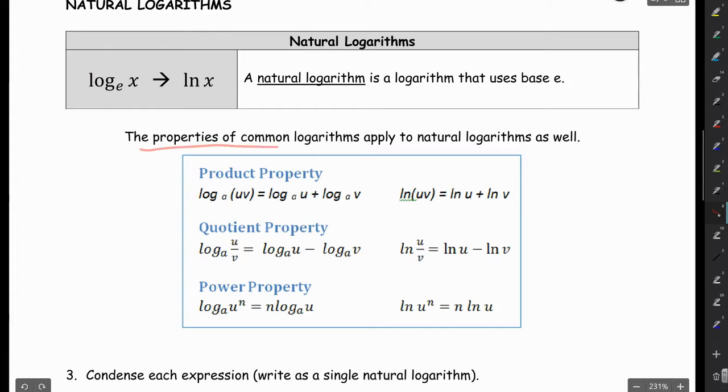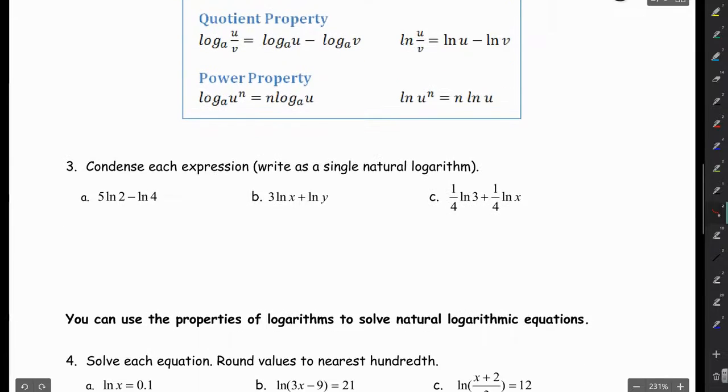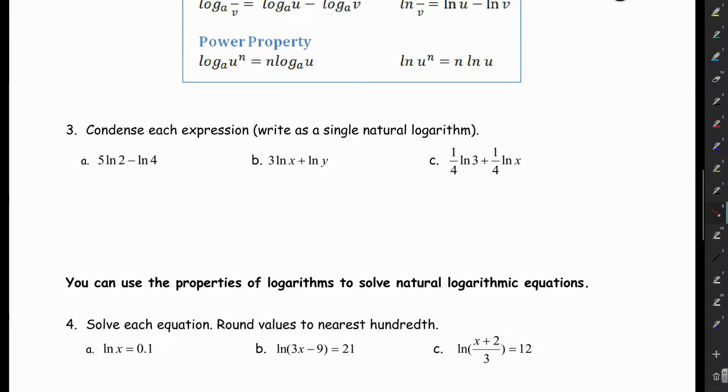The properties of common logs that we've already looked at also are going to apply to natural logs. So this is really a good repetition now of you getting used to the properties of logs. Here we're being asked to condense each expression. So in other words, we want to write this as a single log. In this case, these are all log base e, which we're writing as ln.